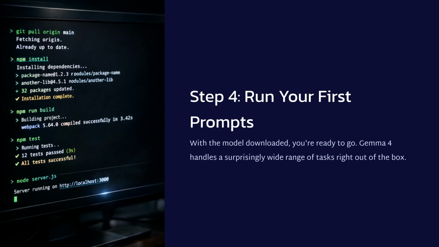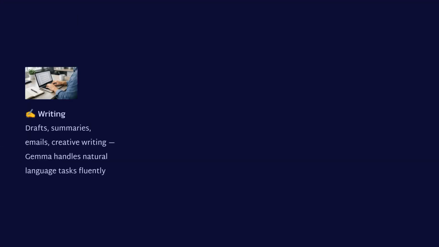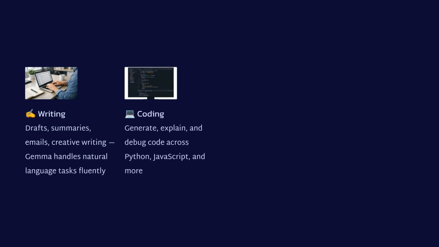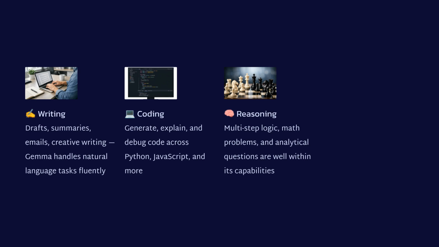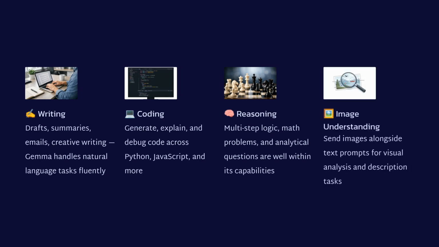Gemma 4 handles a surprisingly wide range of tasks right out of the box, offering strong performance for various needs. Gemma 4 excels at writing, including drafts and creative writing. It handles coding tasks like generating and debugging code across languages like Python and JavaScript. It also performs multi-step reasoning, math problems, and image understanding for visual analysis.